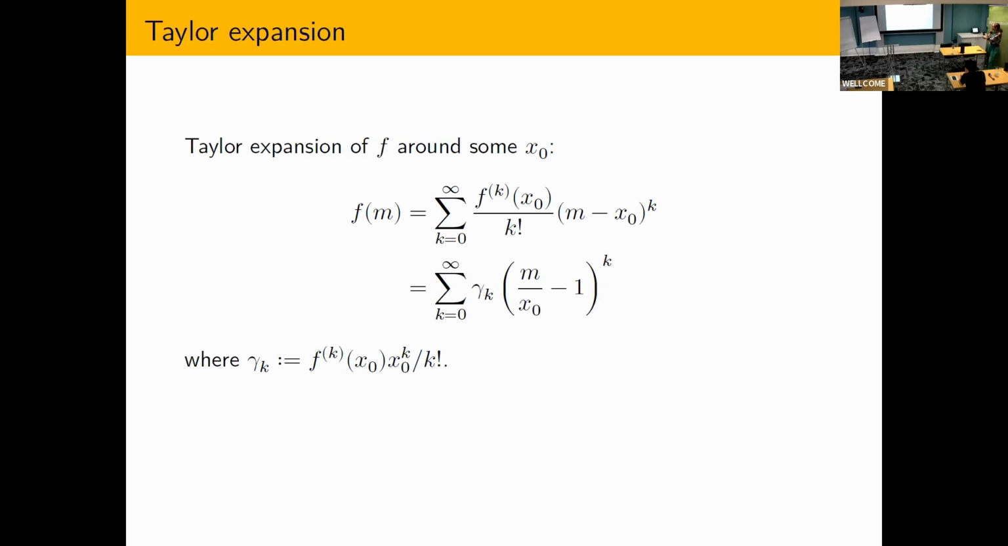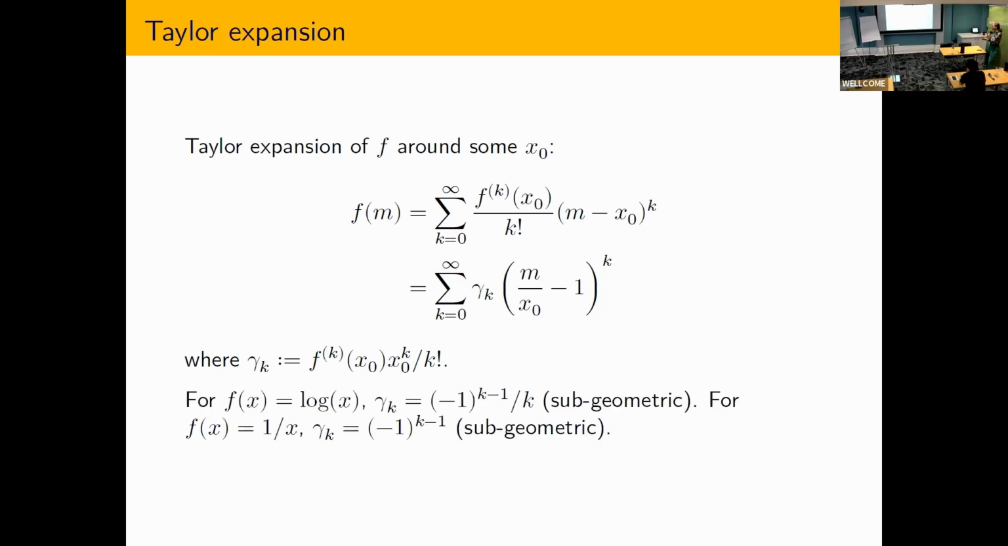Okay, so let's say that our function is smooth enough and we can Taylor expand it around some x0. This is what you get. Then we rewrite it in this way for reasons that will become clear in a second. M is now the mean of my IID random variables. X0 is the point around which we do the Taylor expansion, and the gamma k is just a coefficient that does not depend on M.